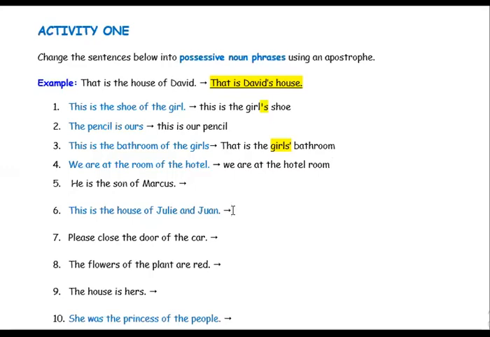This is the house of Julie and Juan. Remember, when more than one person owns something, the apostrophe goes on the second name. So how do you write that? This is the house of Julie and Juan. Come guys, Samia and Brooklyn, Vian, Dalen. Let's see how you guys answer this.